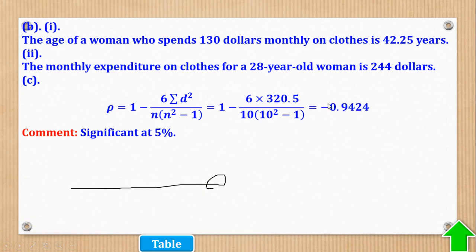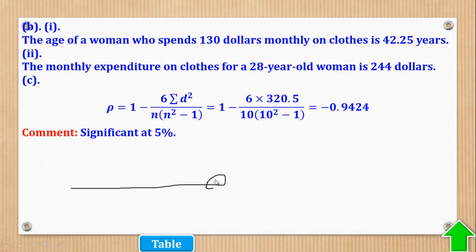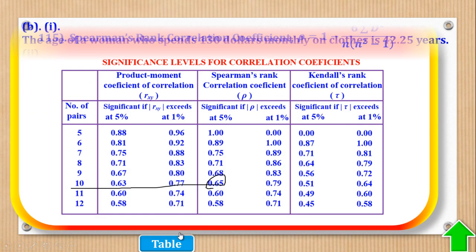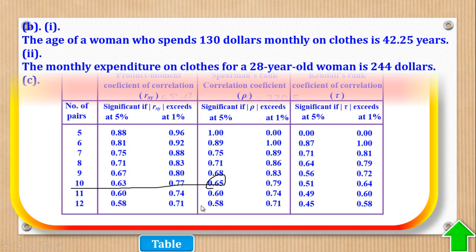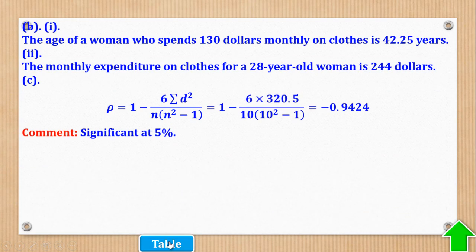So you are going to compare 0.9424 with 0.65. Of course, the calculated value will be bigger than the table value. Therefore, it will be significant because of this statement. It says significant if the magnitude of the calculated value exceeds the table value at this percentage. So basically, that is what they wanted in question 9.